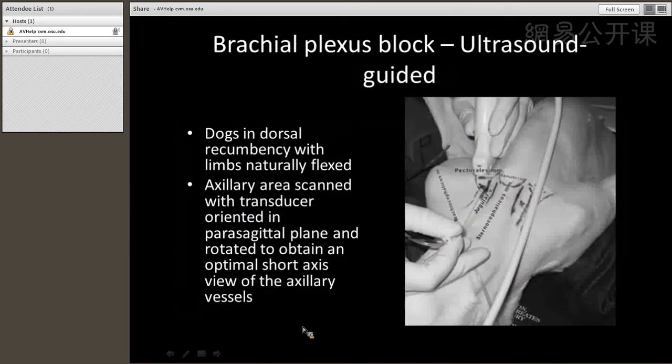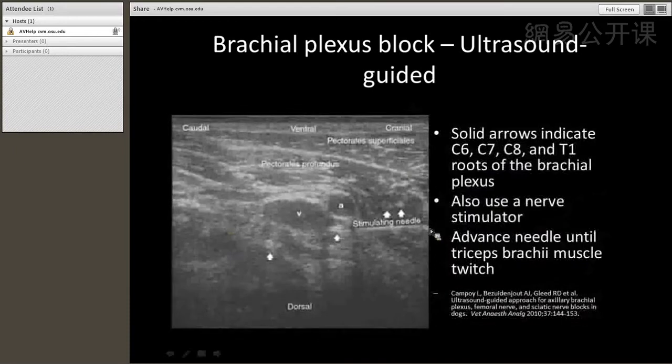So the alternative is to do ultrasound guided, and a lot of times they'll do ultrasound guidance along with a nerve stimulator. And so they have all these very challenging diagrams to kind of tell you where all the muscles and everything you need to know are. And then you're going to get an image that looks like that.